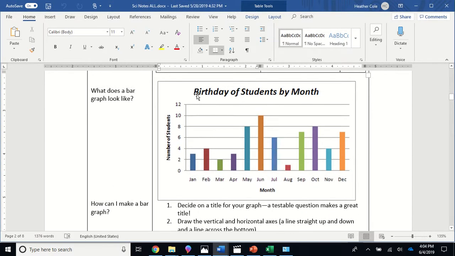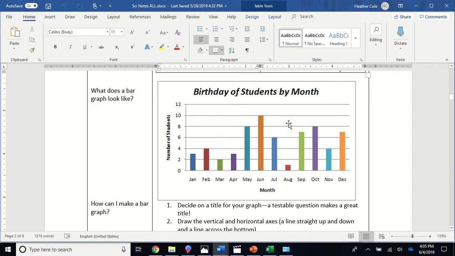You can see that we have a title here that is really clear and tells us what's in the graph. We have some labels on the y and x-axis, and we also have some additional units in a scale. We know that this is counting students, and we know that we're counting by 2 for every one of these bars. And so you can see that the most students in the classroom had June birthdays. So 10 students, since this bar goes all the way up to 10, had birthdays in June. And the next most looks to be May and October. Both are tying for 8 students.